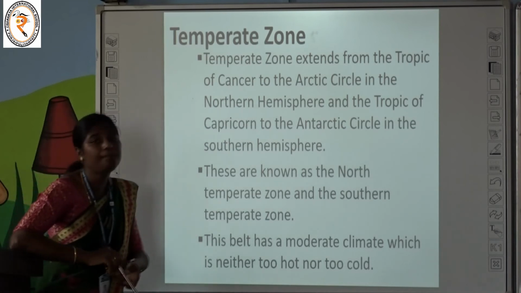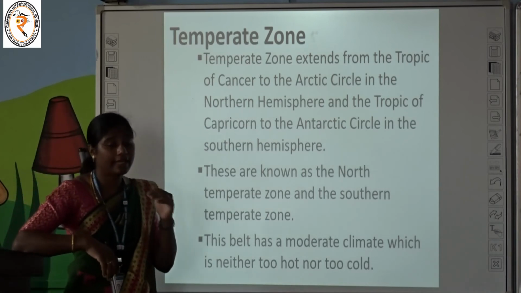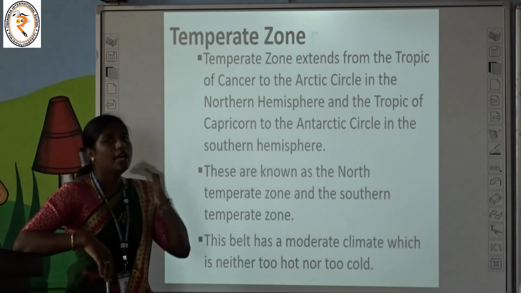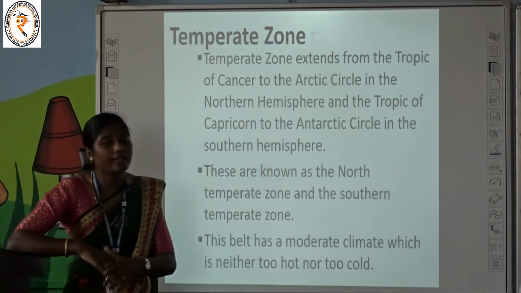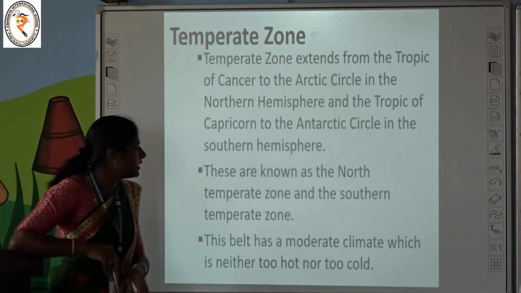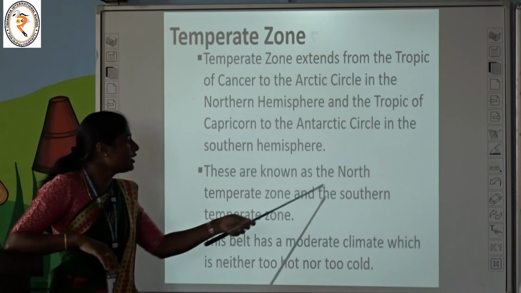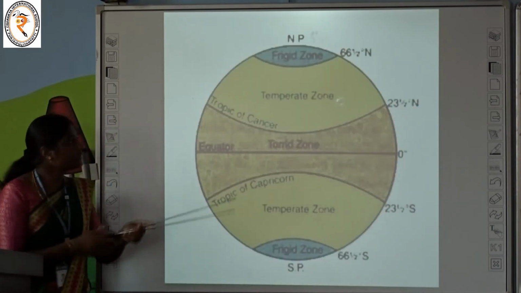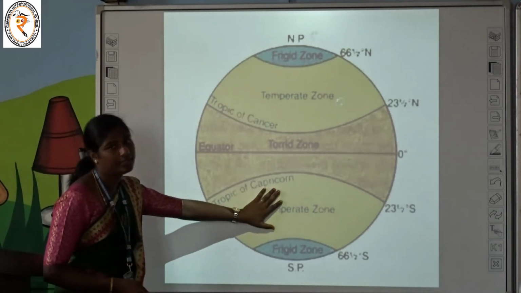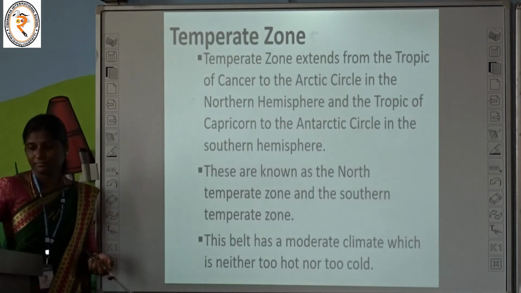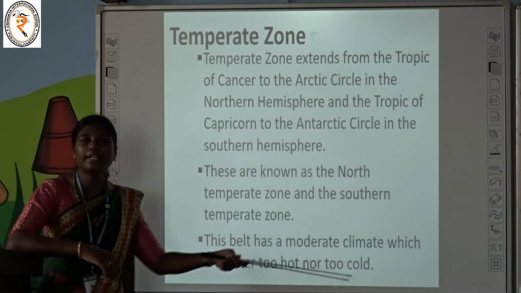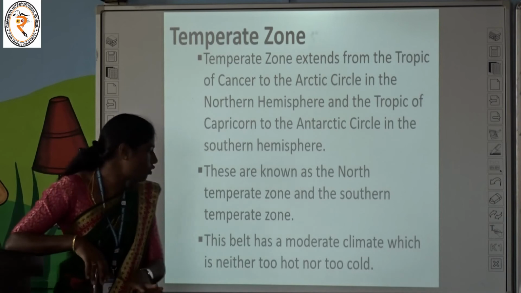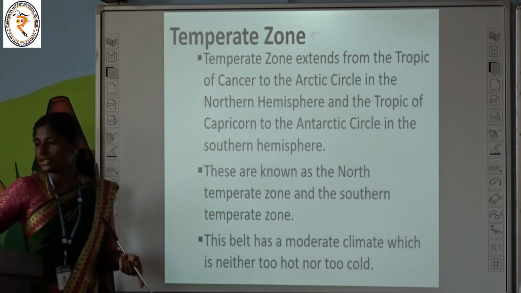It extends from the Tropic of Cancer to the Arctic Circle in the northern hemisphere, and from the Tropic of Capricorn to the Antarctic Circle in the southern hemisphere. These are known as the north temperate zone and the south temperate zone. This belt has a moderate climate, not too hot nor too cold.